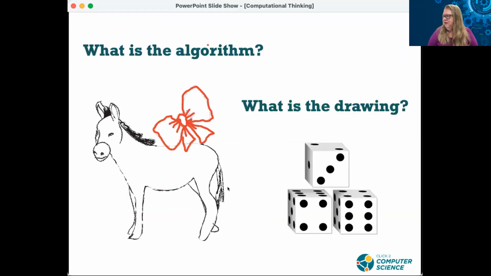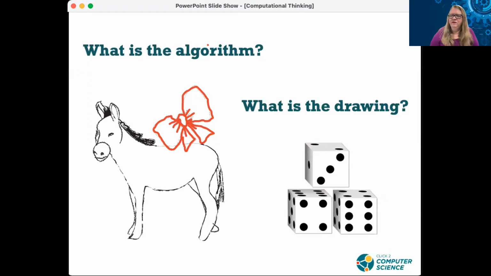So if this is what I drew, and that is a red bow on the donkey's back, I believe. Yep. What does that mean? What does that tell you about what the dice rolls would have been?